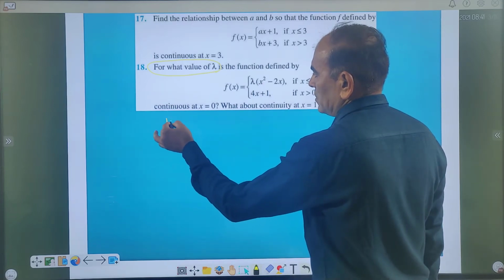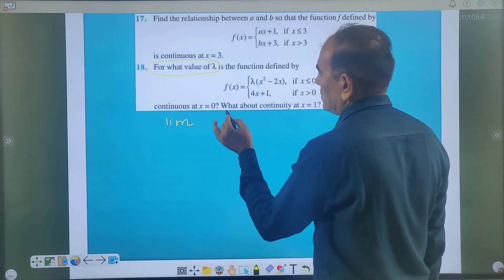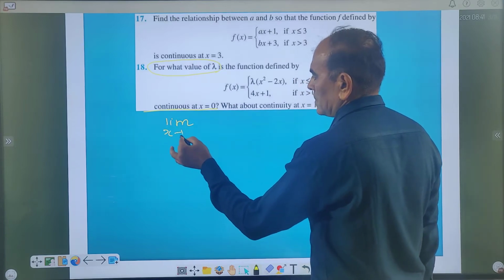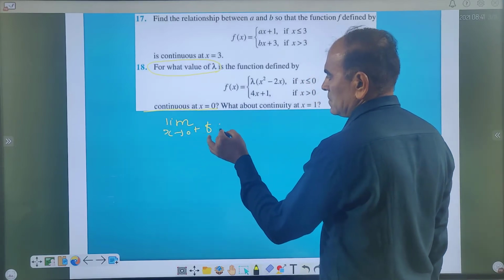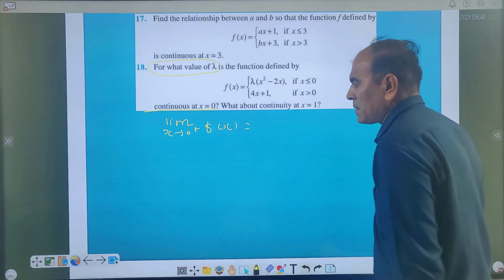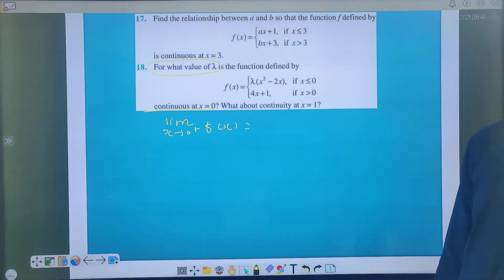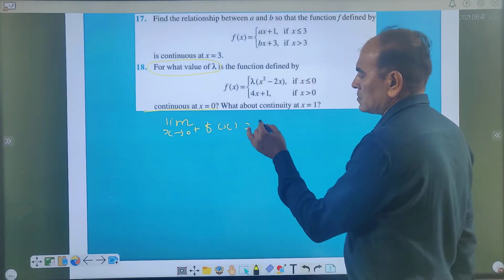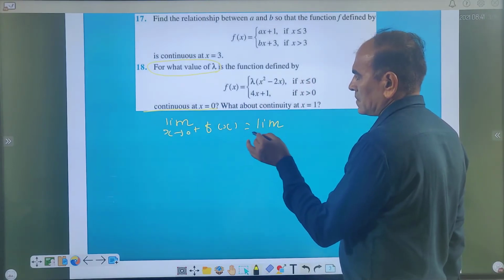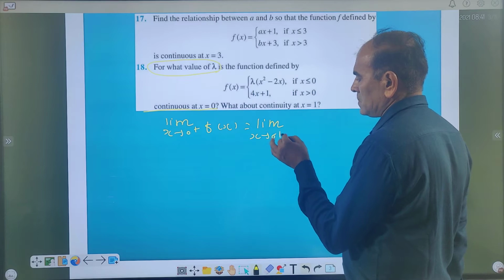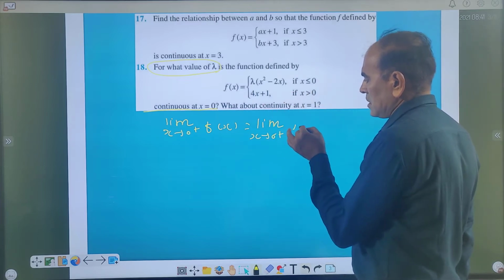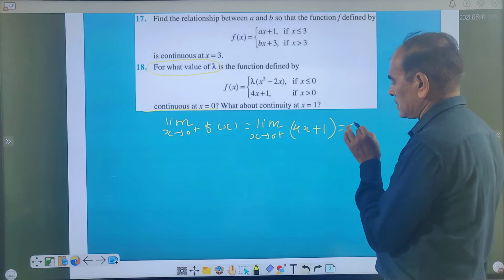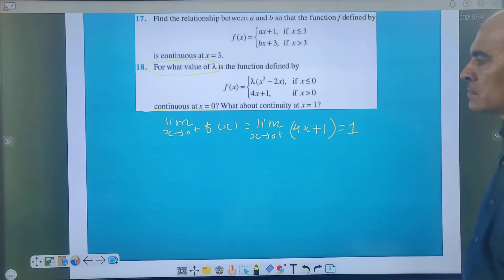First of all, try to check the continuity at x equal to 0. Limit x tends to 0 plus f of x. Why am I writing left hand and right hand limit? Because an inequality is given here. So find out the right hand limit. Limit x tends to 0 plus, x greater than 0, then 4x plus 1, and that comes out 1.